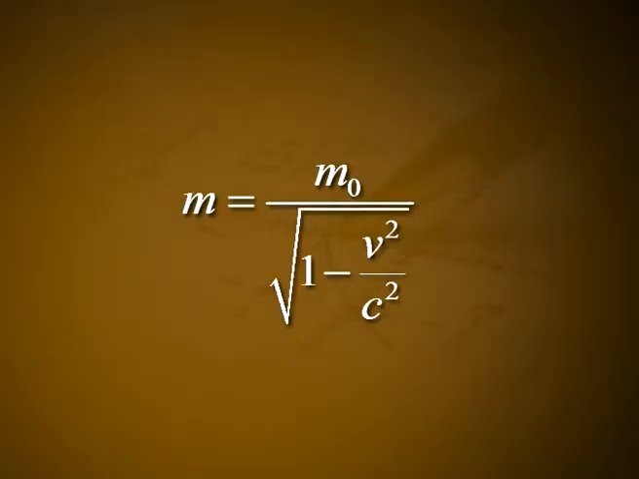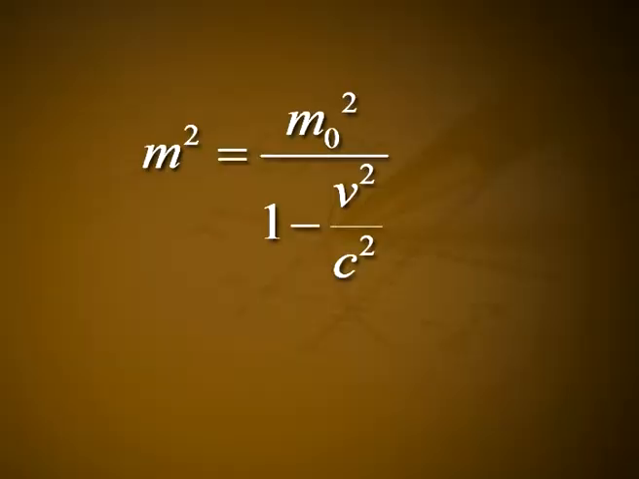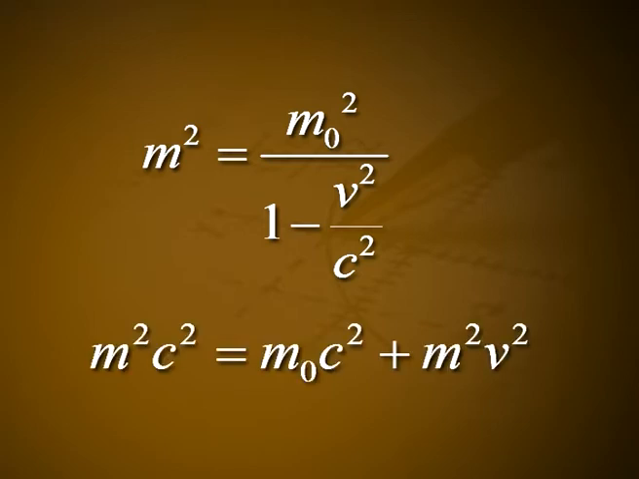The relativistic mass of a body at rest mass m naught moving with a velocity v is m, where m is equal to m naught divided by square root of 1 minus v square by c square. Squaring both sides, m square is equal to m naught square divided by 1 minus v square by c square. m square c square is equal to m naught square c square plus m square v square. Differentiating, we get c square into 2m dm is equal to m square into 2v dv plus v square into 2m dm, that is c square dm is equal to mv dv plus v square dm. Let it be equation number 3.